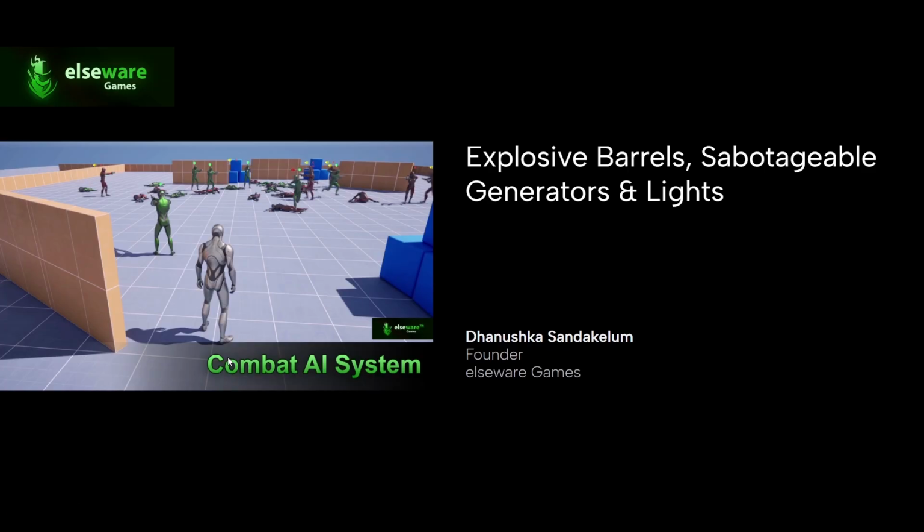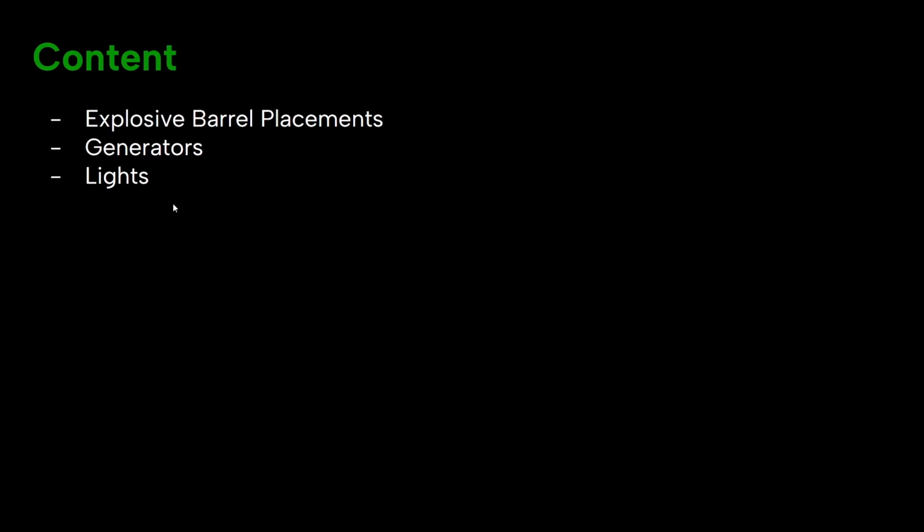Hello everyone. So let's discuss the explosive elements in the combat AI system. So we have explosive barrels. As its name suggests, basically those are barrels that can be exploded when some damage happens. So you can strategically place these elements in your level to cause some damage to enemies or some world elements, right?